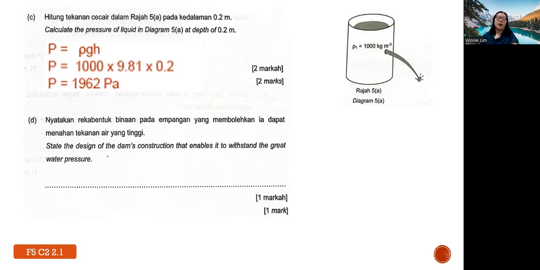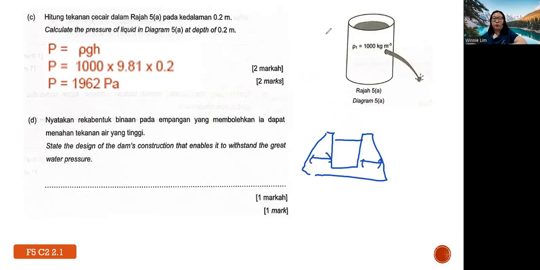Next, state the design of the dam's construction that enables it to withstand the great pressure. So as you all know, the deeper the depth, the higher the pressure. So the general construction of the dam is that it is supposed to be thicker at the bottom. This wall thicker. Okay. So therefore, you can just explain a thicker dam wall at the bottom, or even sometimes you do not know how to express your answer, but you have the idea, you can draw it out. Then you can also draw.